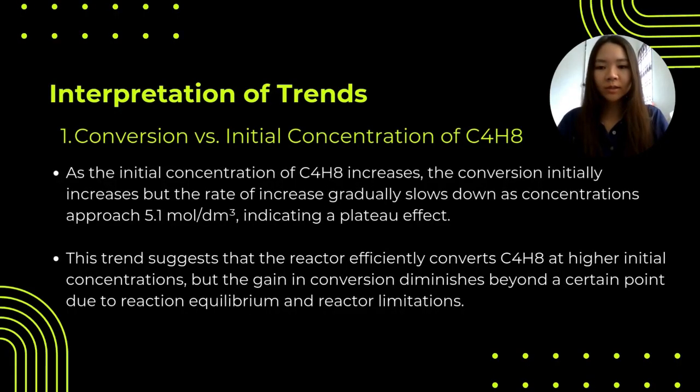For the first graph, as the initial concentration of the butane increases, the conversion initially increases, but the rate of increase gradually slows down as the concentration approaches 5.1 mole per dm cubed, indicating a plateau effect. This trend suggests that the reactor efficiently converts butane at higher initial concentrations, but the gain in conversion diminishes beyond a certain point due to the reaction equilibrium and the reactor limitations.